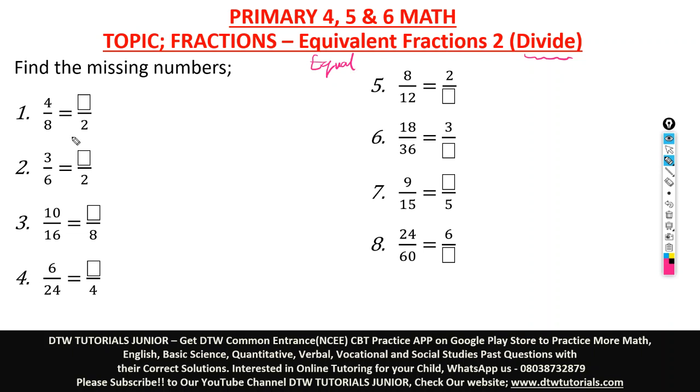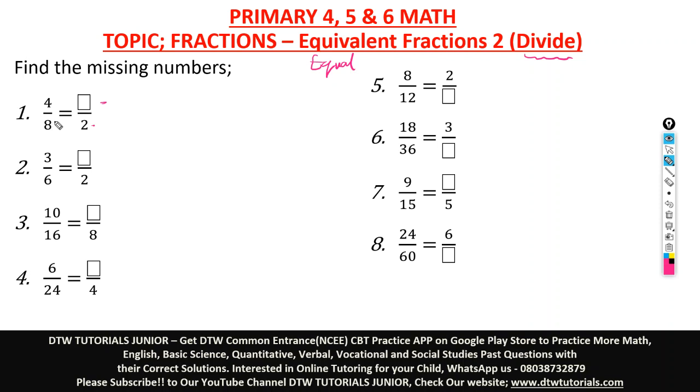In finding this, your question will always give you either the top or the bottom. It will give you at least a number that is known, and you're looking for an unknown, an empty box. That's the form in which equivalent fraction questions come. You can apply equivalent fractions when you are adding or subtracting fractions, using your knowledge of equivalent fractions part 1, which is multiplication.